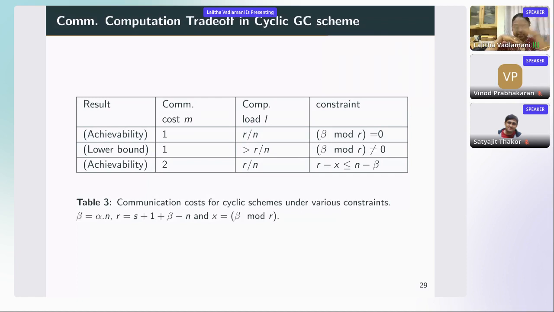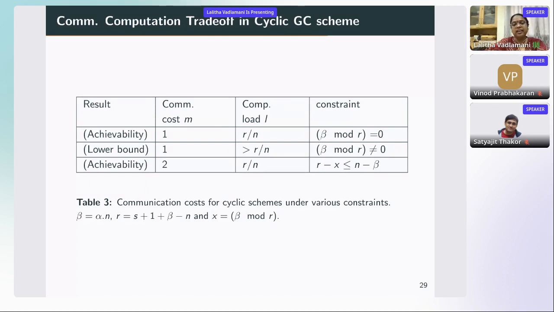So, inspired by cyclic codes, which were there for full gradient recovery, can they be used for partial recovery as well? We still want to use a communication cost of 1. The computation load we are looking at is not S plus 1, but a back off from S plus 1. We have to reduce from S plus 1 because S plus 1 already gave us full recovery. The amount by which we are reducing is n minus beta, where beta itself is alpha n. So it's like n minus alpha n, that much we are reducing from S plus 1.